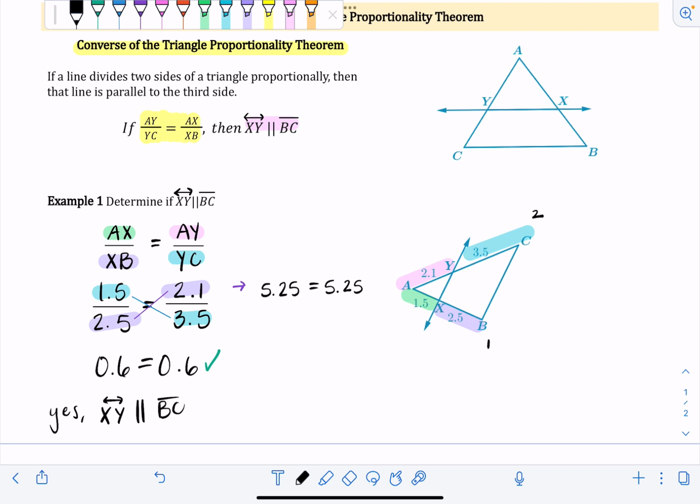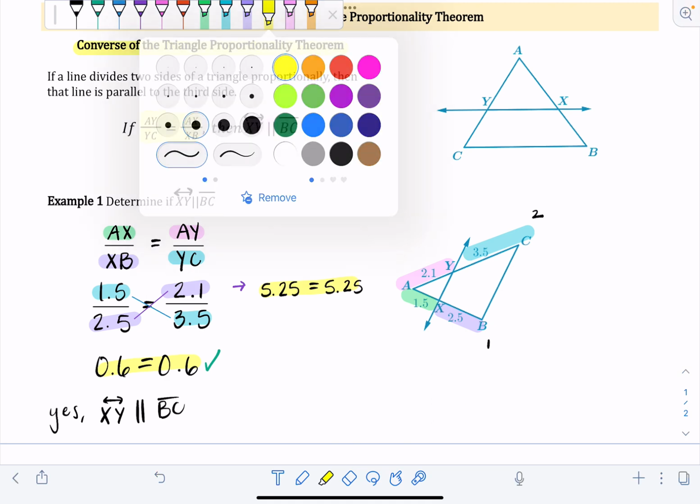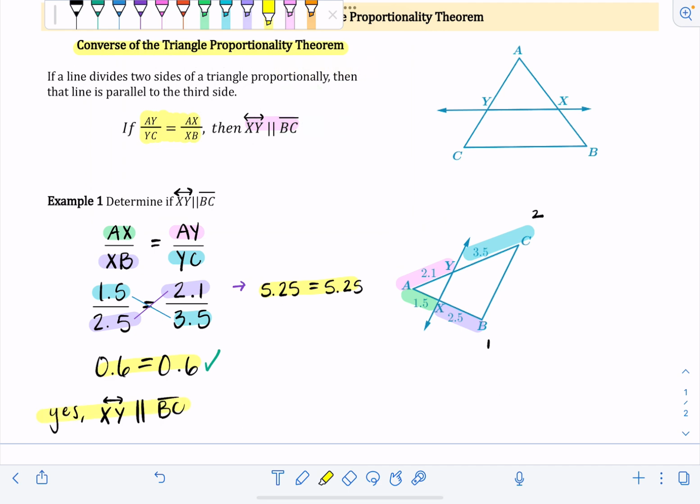So it doesn't matter so much what number you get, it only matters that they're equal. You can find out if they're proportional by simplifying each fraction directly and seeing if you get the same answer, or you can cross multiply. If you get in the habit of cross multiplying like we did in the previous example, just know that you can figure this problem out that way as well. Okay, so yes, line XY is parallel to BC.